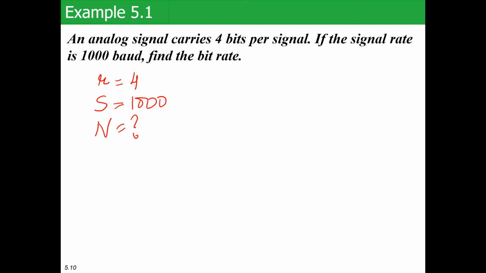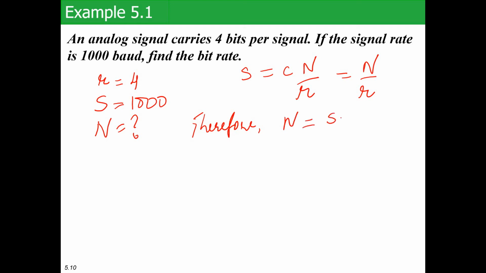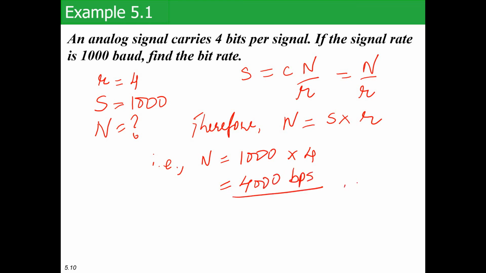Now we already have a formula. S is equal to C n by R, where C is equal to 1, which gives S equals n by R. By using cross multiplication, therefore n is equal to S into R. That is, n is equal to, substituting the value of S, 1000, into R, which is 4, which is equal to 4000 bits per second.